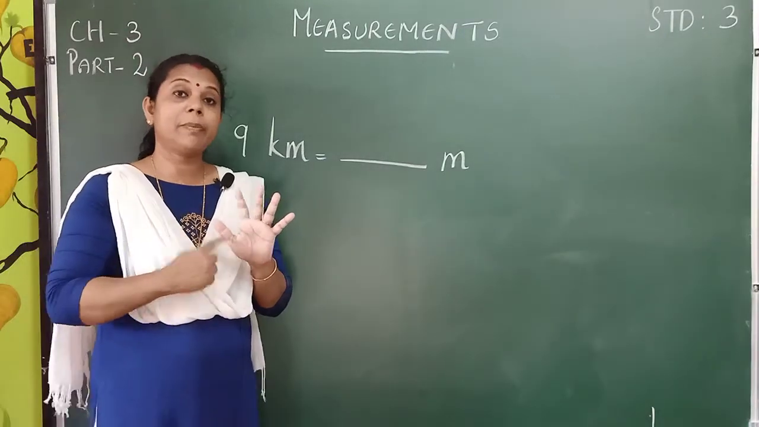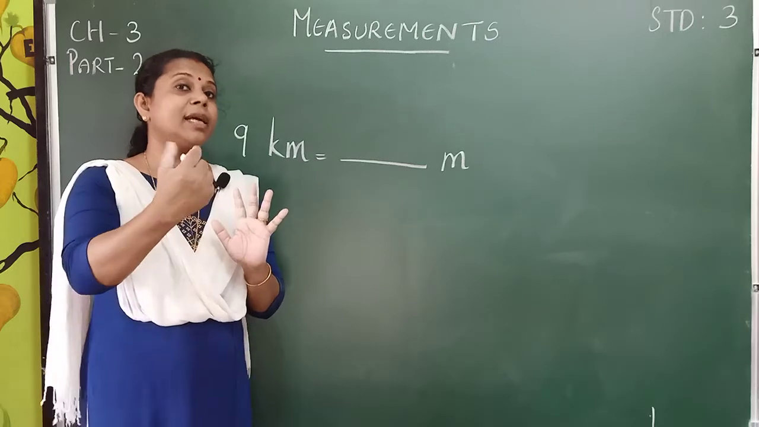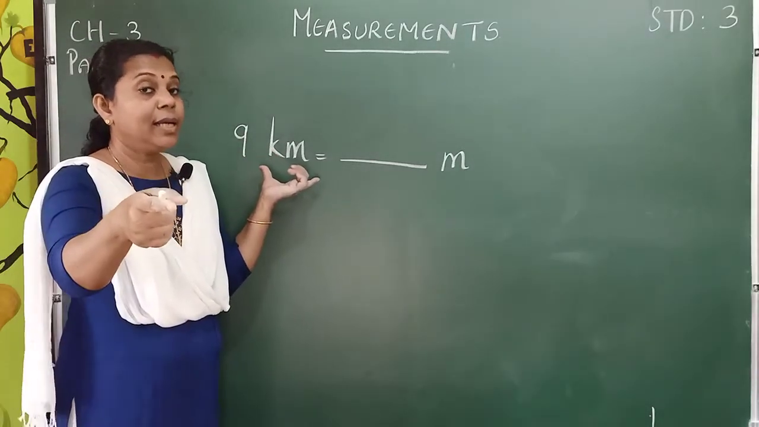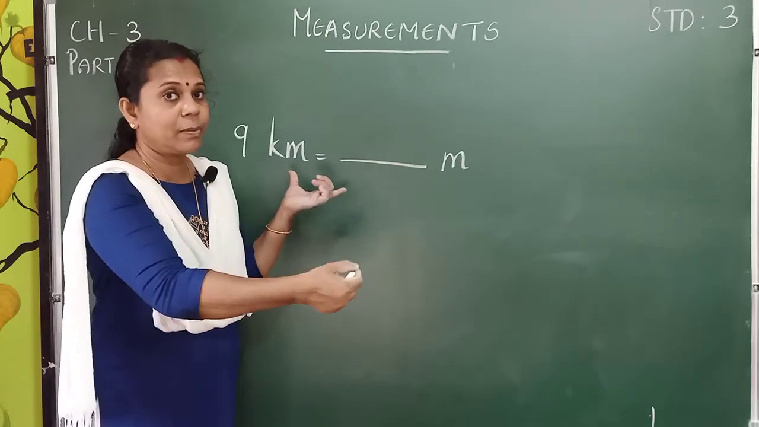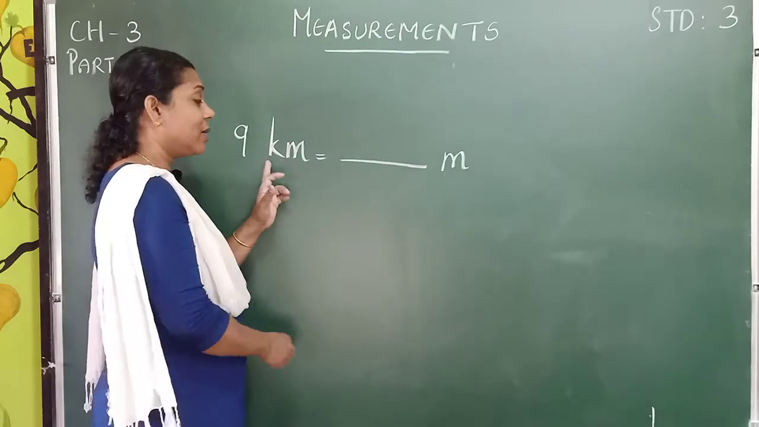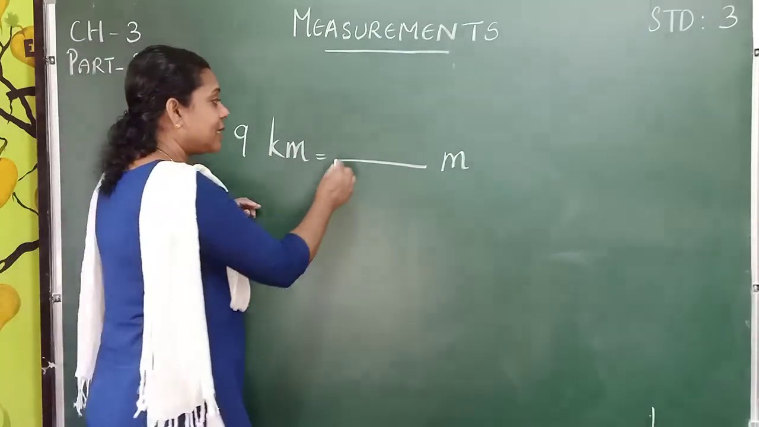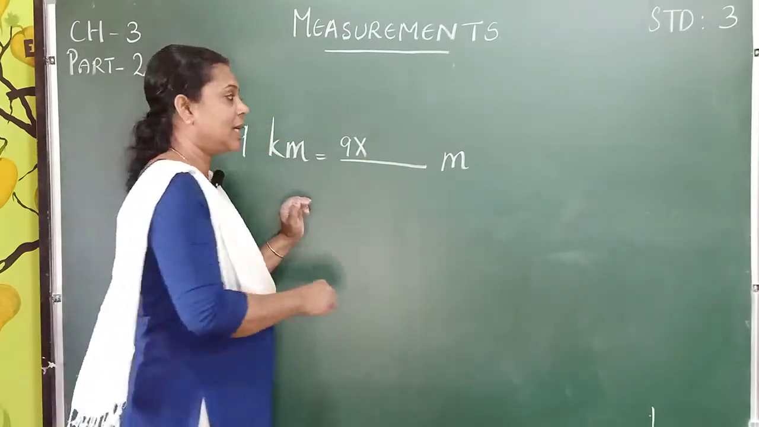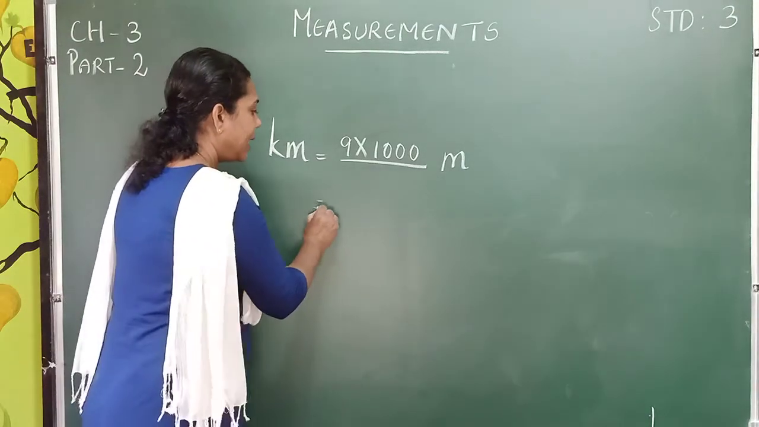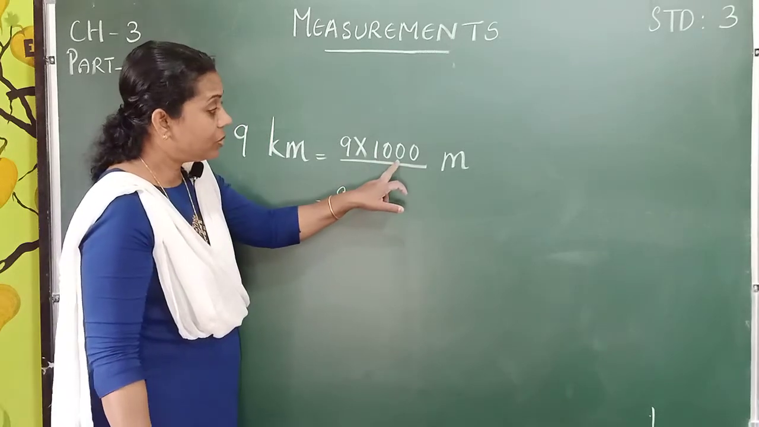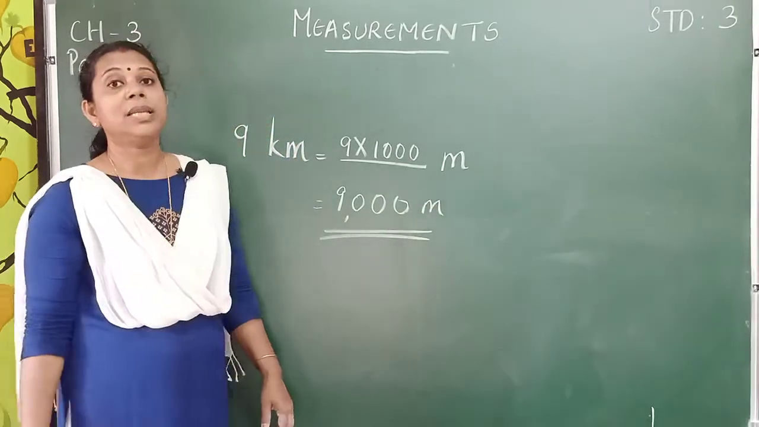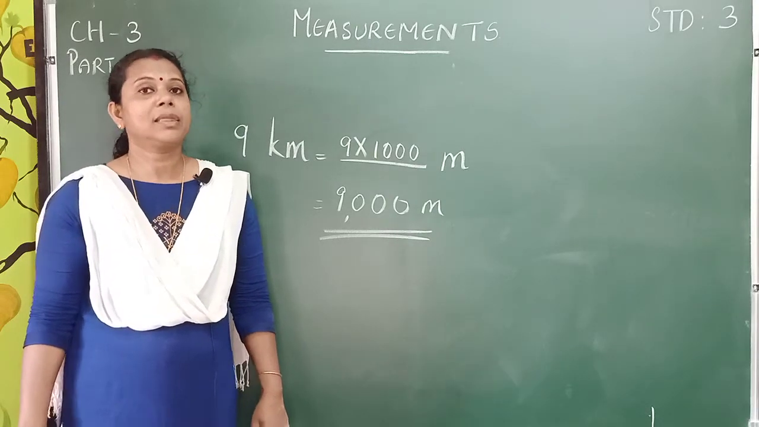9 kilometer is 1 kilometer plus 1 kilometer plus etc. How many times do we have to add? 9 times, right? 1 kilometer is 1000 meter. So in order to represent this 9 kilometer, we have to add 1000 plus 1000 plus 1000, 9 times. Repeated addition, I always say repeated addition is multiplication. So in order to convert 9 kilometer to meter, you can write 9 into 1000. How to multiply 9 and 1000? 9 ones are 9 and how many zeros? 1, 2, 3 zeros. So what is this number? It is 9000 meters. 9 kilometers is equal to 9000 meters.